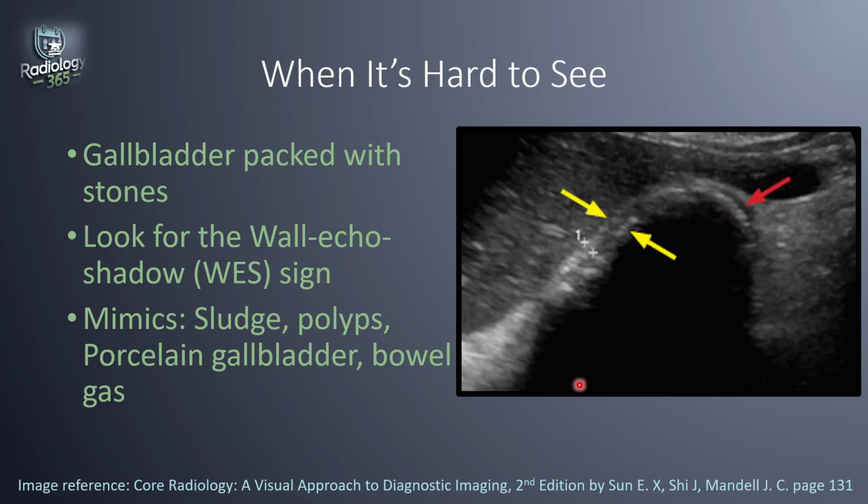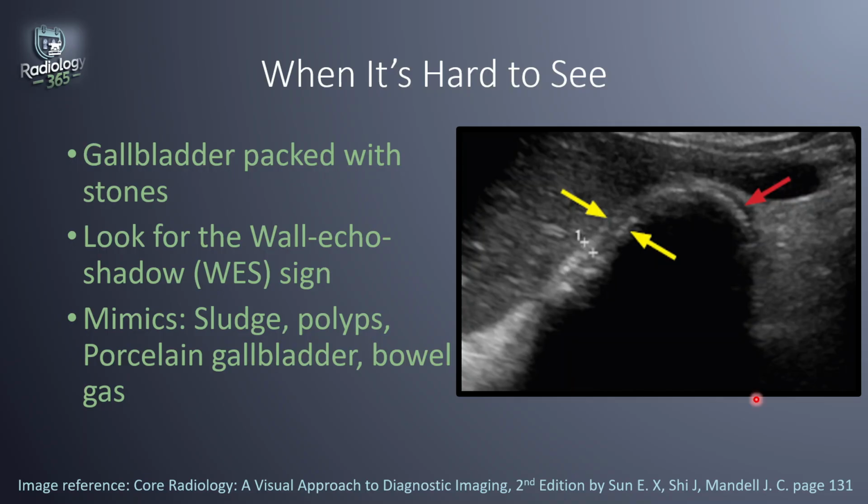Sometimes the gallbladder is so full of stones, it's hard to see anything. That's where we look for the WES sign, or the wall echo shadow sign. So we see wall, echo, and a shadow. It tells us the gallbladder is completely packed, either with multiple stones or one very large stone.